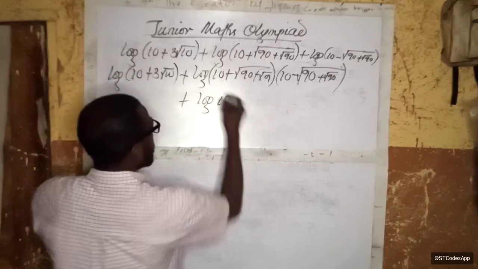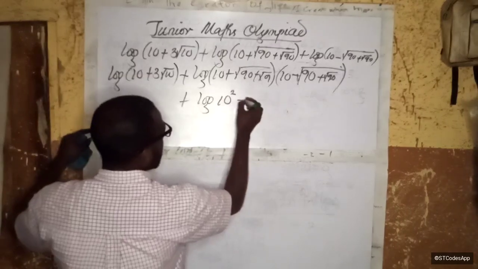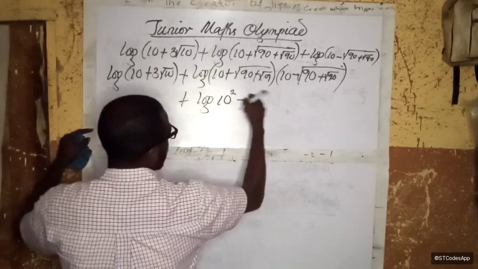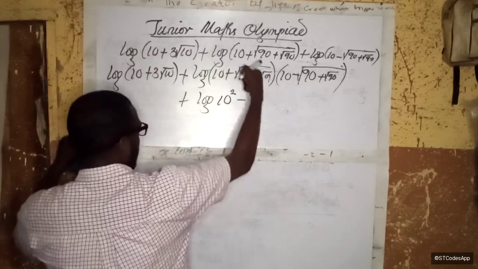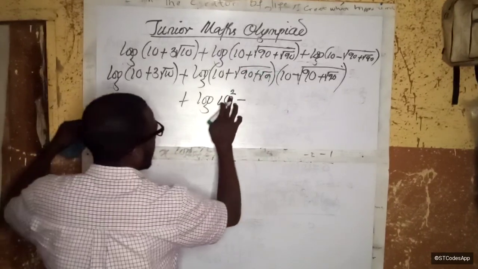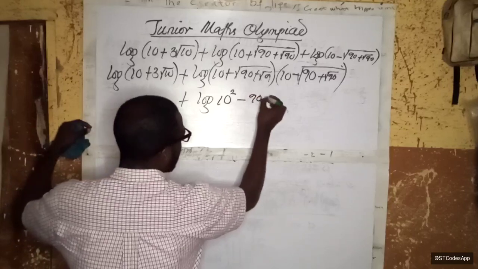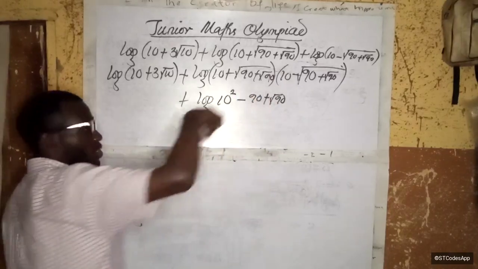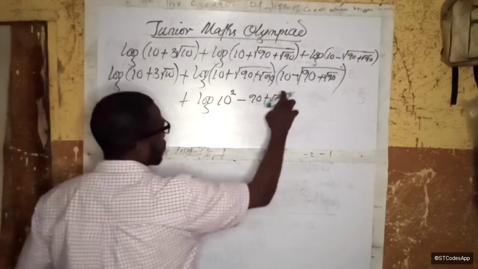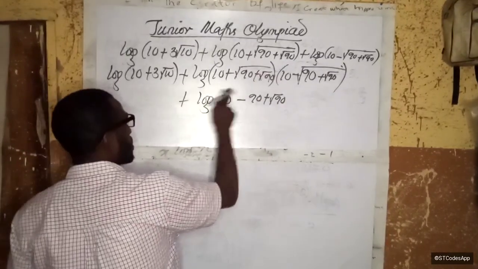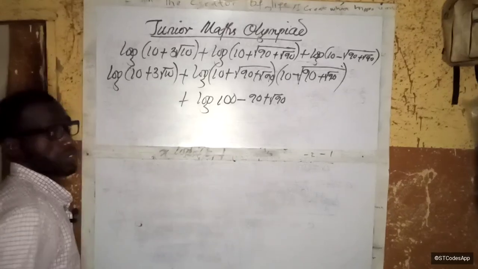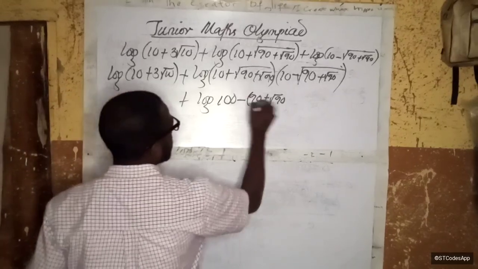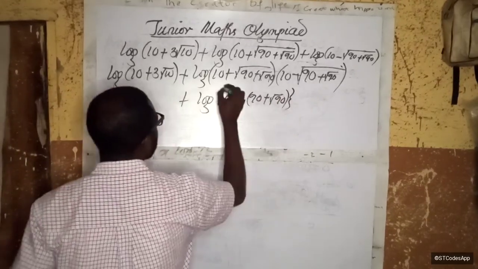So let it become this: 10 squared minus all of this squared. So if you square all of this, it's going to give us this back, isn't it? And it's going to give us 90 plus root 90. So it will give us the same expression but without the roots now, because square will cancel square root. And 10 squared is going to be 100. Is that okay? So both of these will be in brackets.